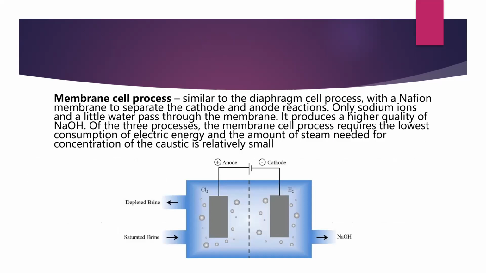Of the three processes, the membrane cell process requires the lowest consumption of electric energy, and the amount of steam needed for concentration of caustic soda is relatively small. And this diagram shows that the cathode and anode are separated with a membrane, and we have NaOH that is formed.